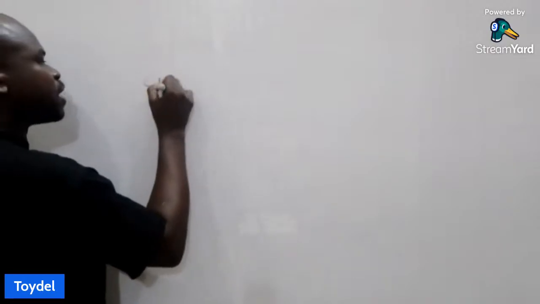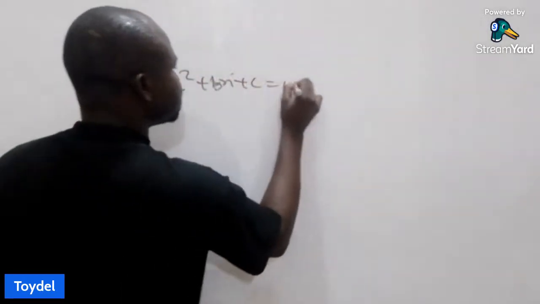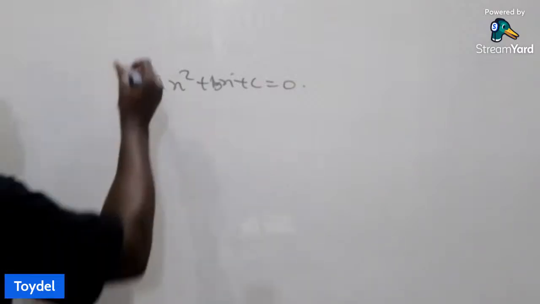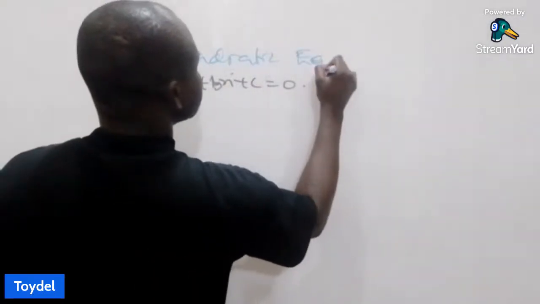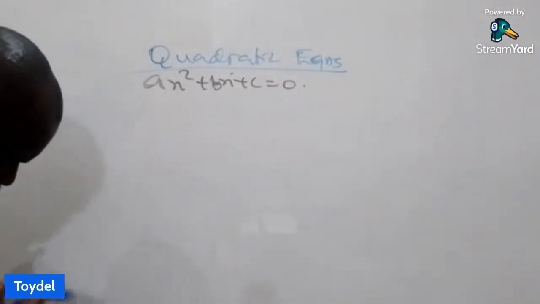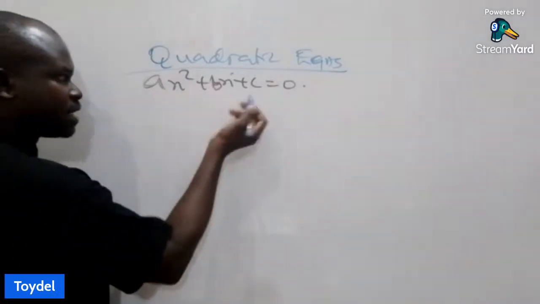Quadratic equation, the general form of quadratic equation is ax squared plus bx plus c equal to 0. So this is the general form of quadratic equation. And of course, we can solve this equation using 4 different methods. We can use what is called the factorization method. The factorization method, that's the first method that we can use.